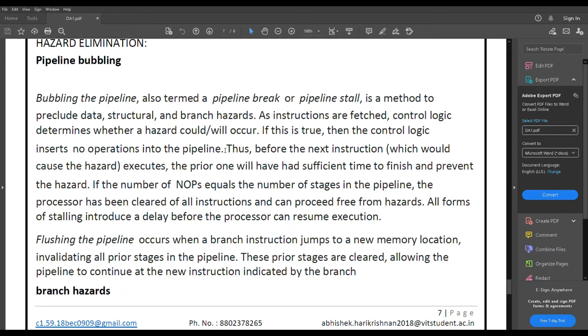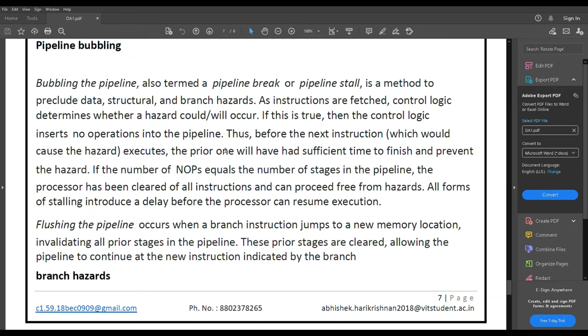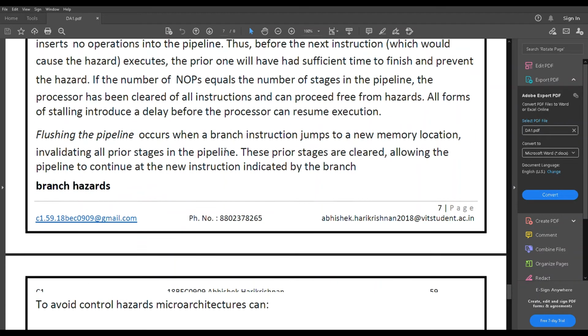Pipeline bubbling, also termed pipeline break or pipeline stall, is a method to preclude data, structural, and branch hazards. As instructions are fetched, control logic determines whether a hazard could or will occur. If this is true, then the control logic inserts a no operation into the pipeline. This helps in eliminating potential hazards. Further explanation of pipeline modeling is given on the screen.